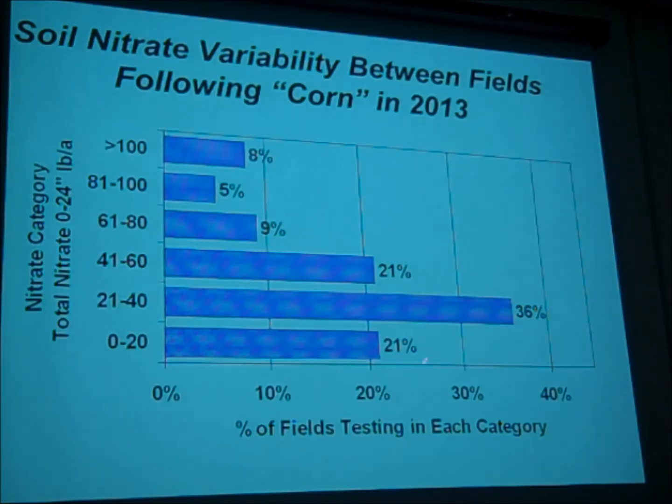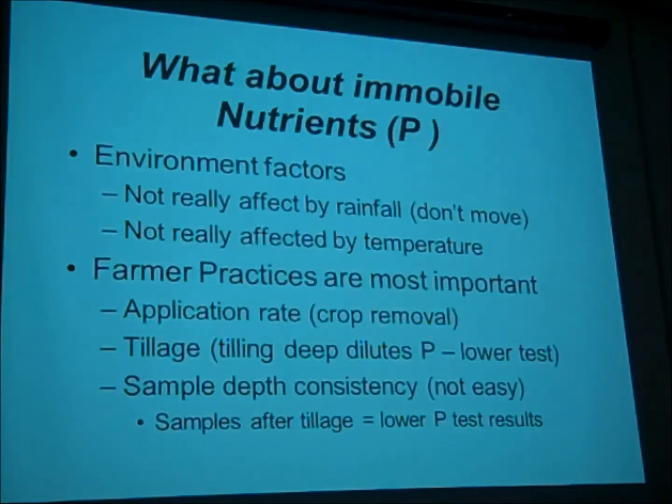You'll see only 21% of the cornfields had really low nitrogen left over, and there's a little more of a bulge up here towards the ones testing 60, 80 pounds. And that's pretty common. What about the other nutrients? Phosphorus, for example, doesn't move with water, not really affected by temperature, more affected by farmer practices. What rate's been applied, if there's been any deep tillage which can make the soil tests go down. And sampling depth consistency always comes into play when farmers ask, why do my phosphorus levels do this? It's a struggle to get the same sample every year.